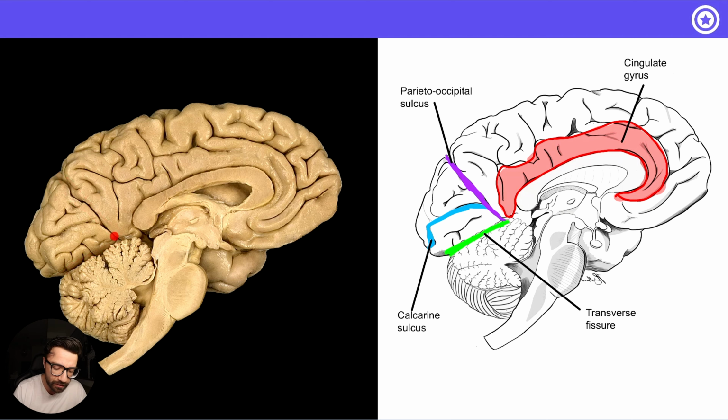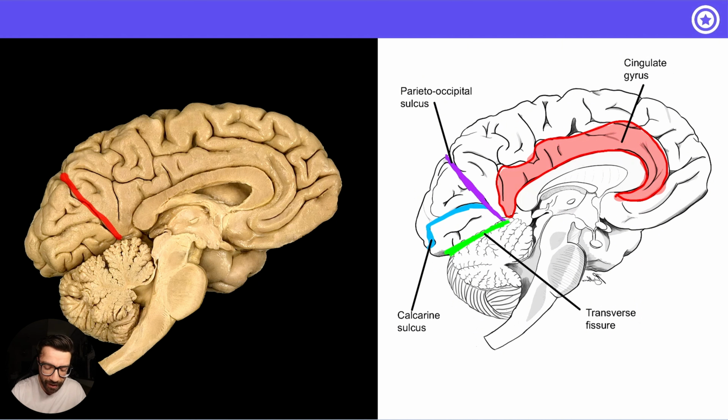So once we find this transverse fissure, directly at a right angle, we have this sulcus right here. And this sulcus is going to be found between our parietal lobe anteriorly and our occipital lobe posteriorly. So based on that location and those names, we know that this is the parieto-occipital sulcus. So right here is that parieto-occipital sulcus, and it's a lot more prominent and easy to visualize from the medial surface compared to the lateral surface.